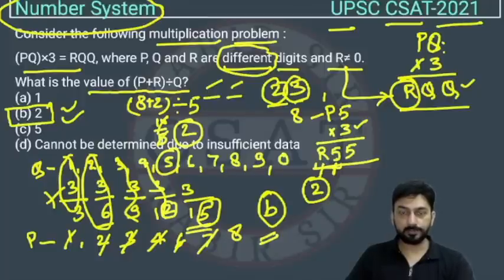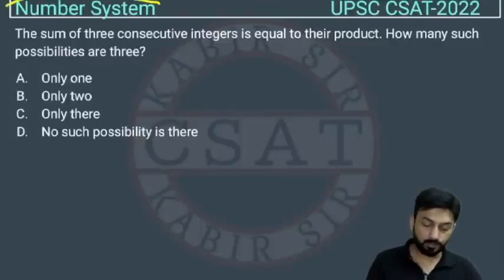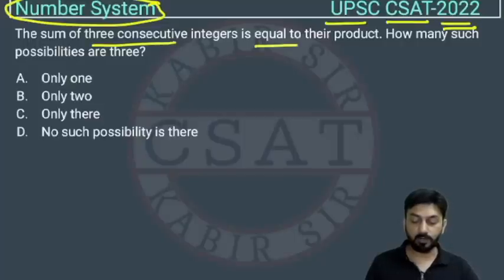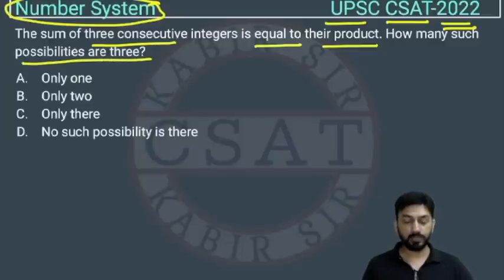This is a question from the number system chapter asked by UPSC in their CSAT paper of 2022. The sum of three consecutive integers is equal to their product. How many such possibilities are there? Whenever such kind of questions come, the students get confused. Okay, this is very tough क्योंकि हमें find करना है कि number of such possibilities are there. Just the language is tough, right?